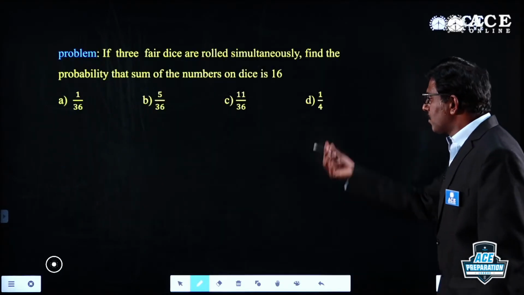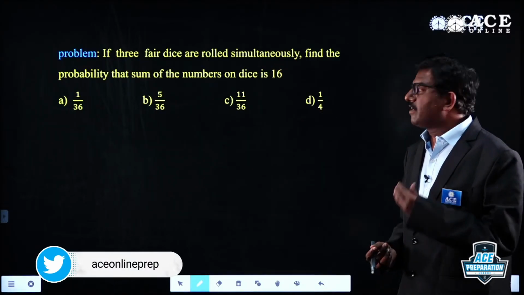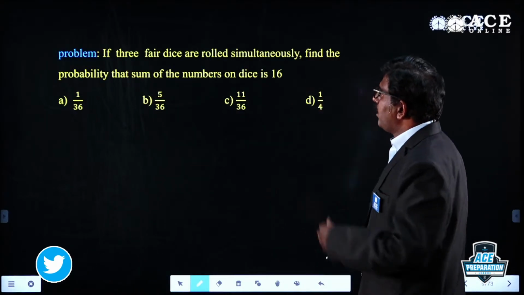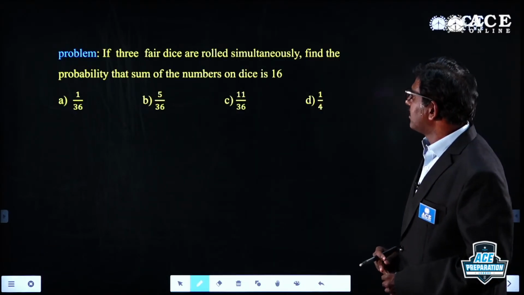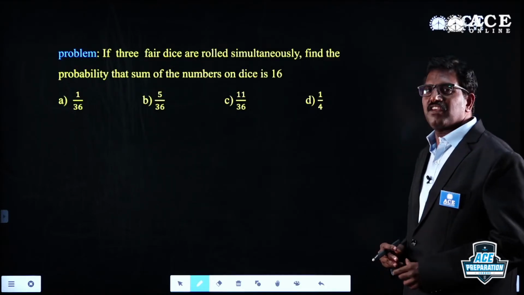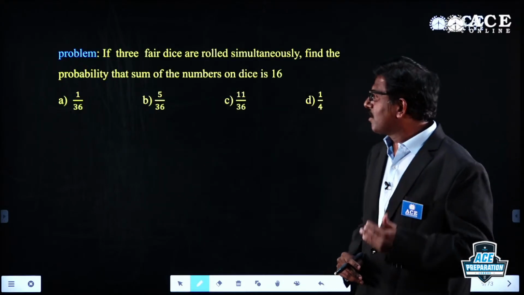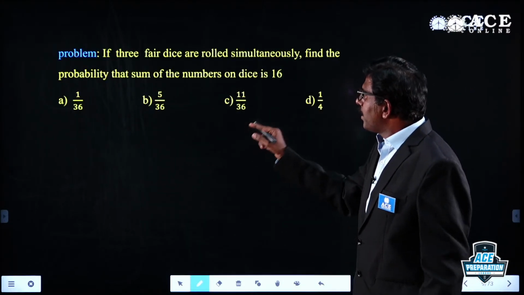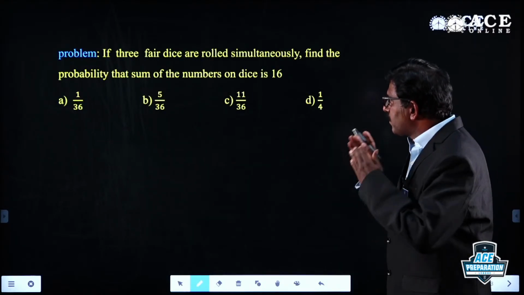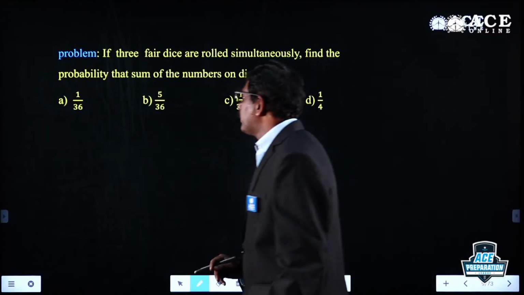Now we'll discuss some problems. Some of them are previous GATE questions also. See this. If 3 fair dice are rolled simultaneously, find the probability that the sum of the numbers on the dice is 16. Three dice are rolled simultaneously. Sum means the number on the first die plus the number on the second die plus the number on the third die must be 16. A 3 dice problem means what would be the denominator?